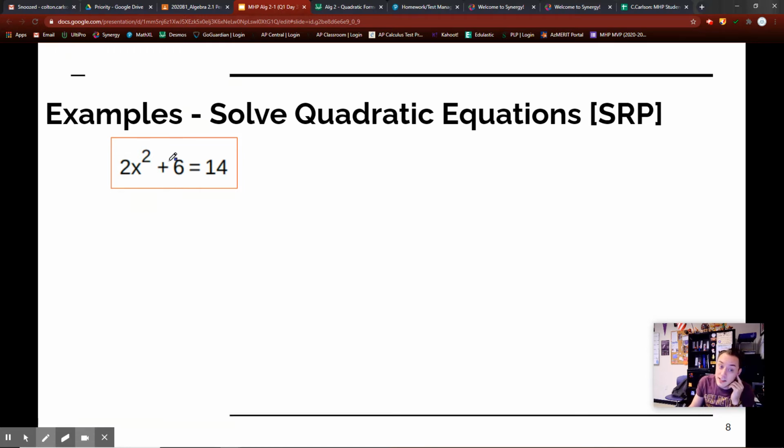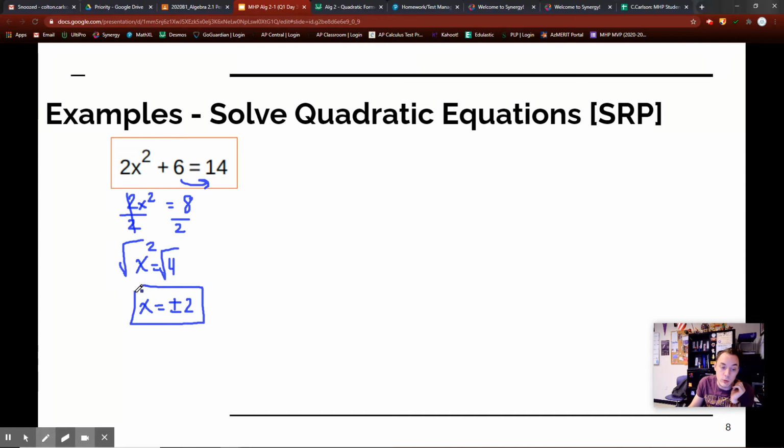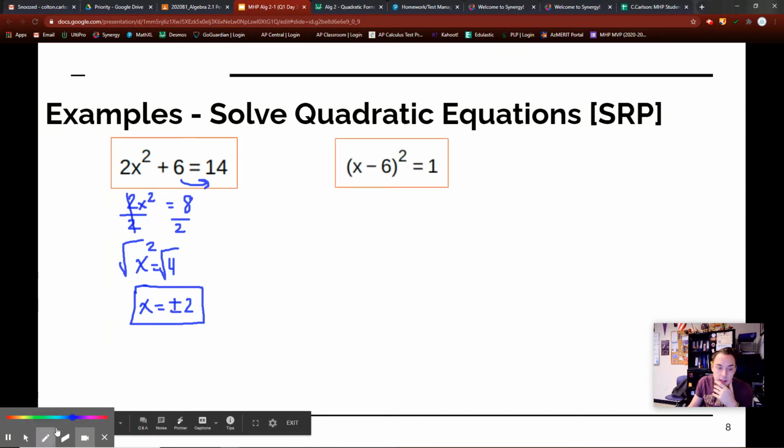First, isolate the x squared part. So that means it's 2x squared, and then equals, when I subtract the 6 over, I get 8. And then divide by 2. So I get x squared equals 4. Square root, x equals plus or minus 2. That's where my parabola, my quadratic equation, crosses the x-axis.